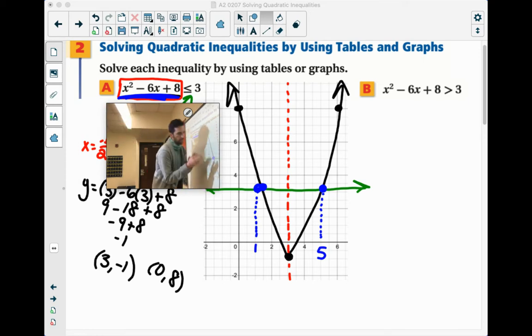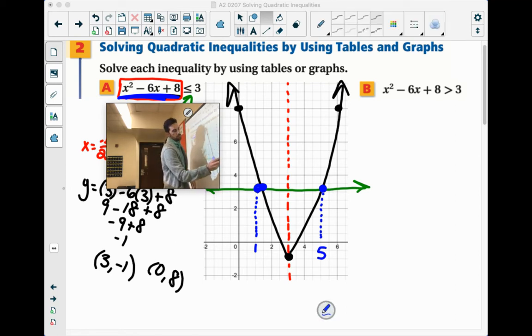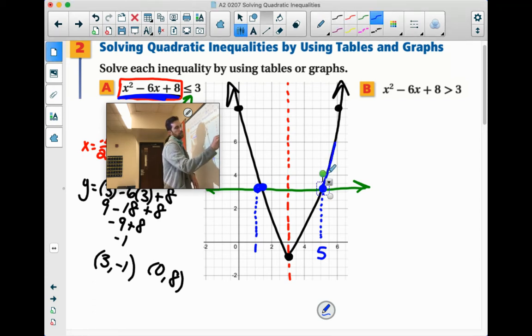Same lines, so we don't need to regraph them. The only difference would be these would be dotted lines, which is fine. But now we're looking for when it is greater than 3, which means above that green line. So the areas where that happens would now be this portion of the parabola. So the portion that goes above that line of y equals 3.